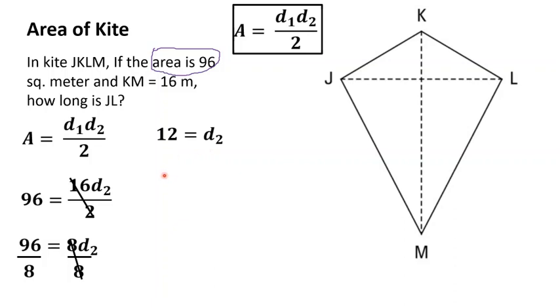So just to make it more standard, the answer here will be JL is equal to 12 meters. So pinalitan na natin yung D sub 2 ng JL since yun naman talaga yung hinahanap. And then we put also the unit which is meter. So the final answer is 12 meters.